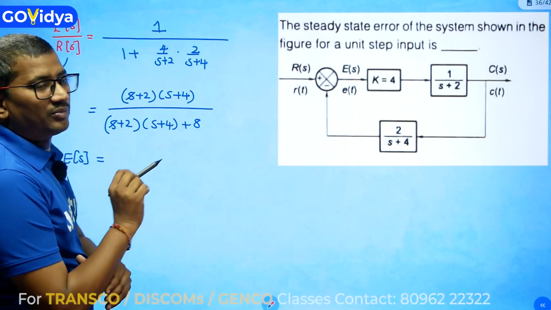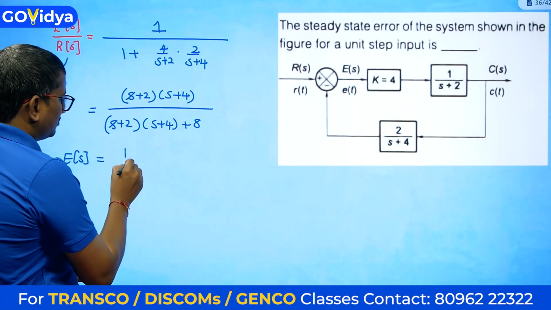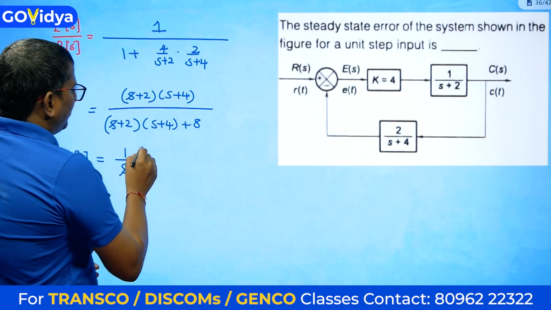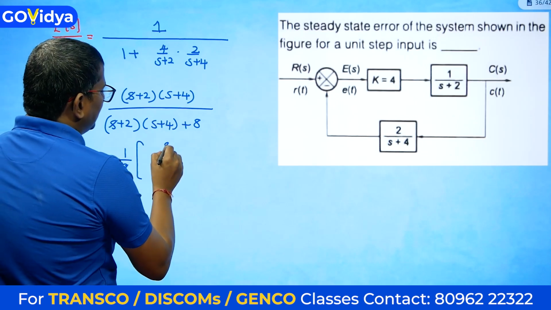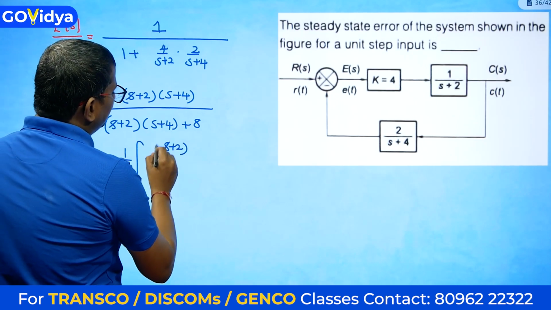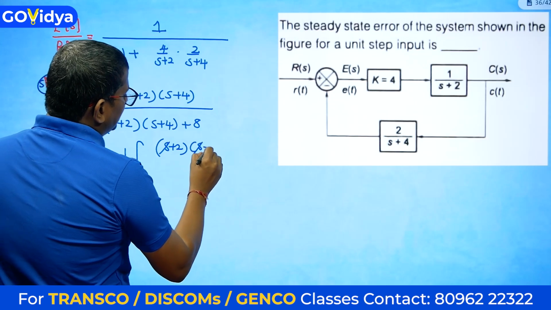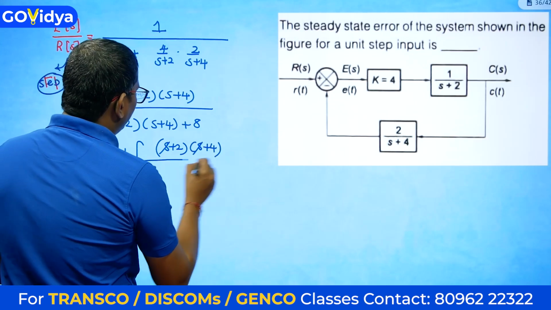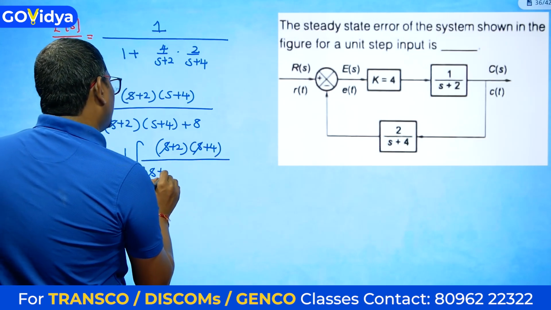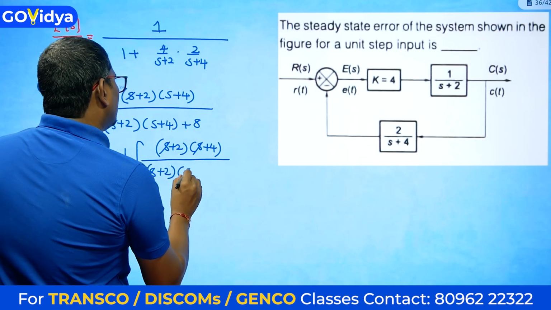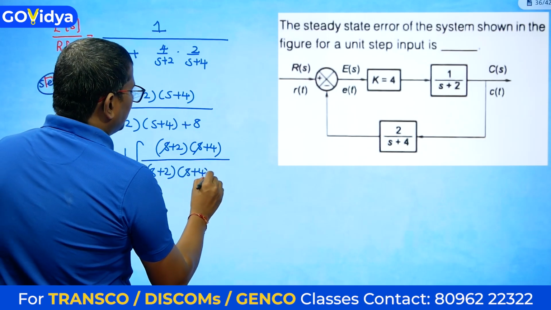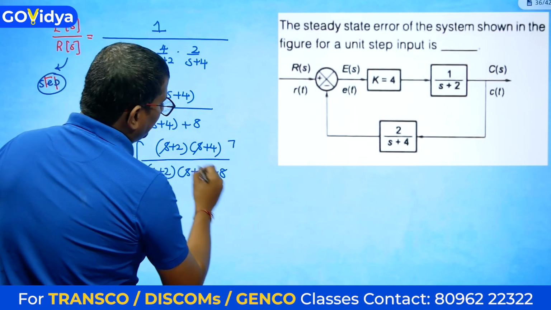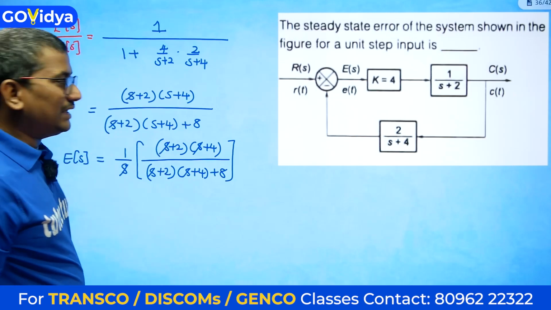R of S is step input. Step input means 1 upon S, into this entire thing. What is that? S plus 2 into S plus 4 whole divided by S plus 2 into S plus 4 plus 8. Correct only, no? What is the steady state error?